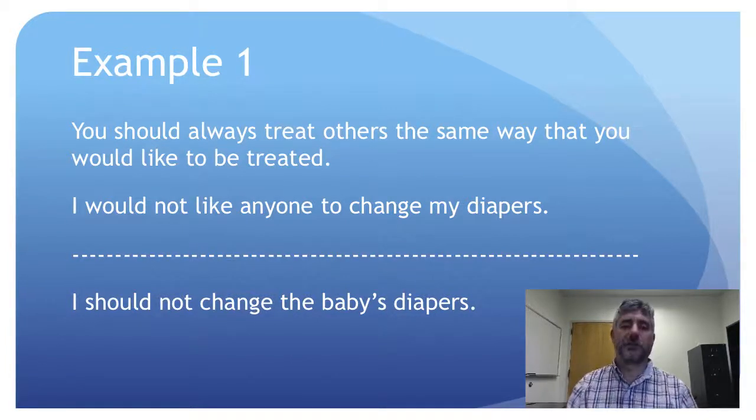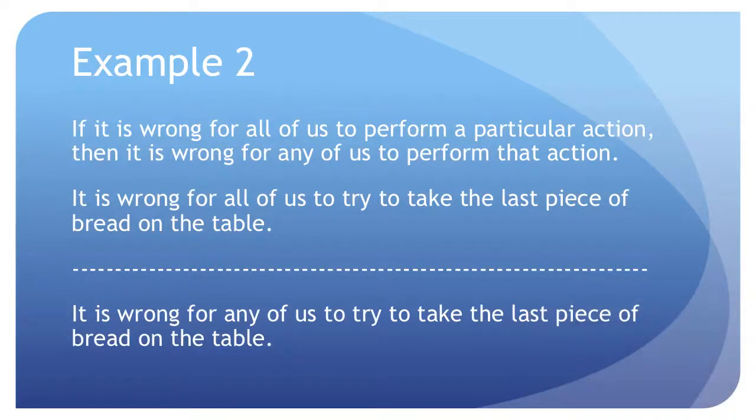Let's consider another example. So consider this argument. Premise 1. If it's wrong for all of us to perform a particular action, then it's wrong for any of us to perform that action. Premise 2. It's wrong for all of us to try to take the last piece of bread on the table. So, conclusion, it's wrong for any of us to try to take the last piece of bread on the table.